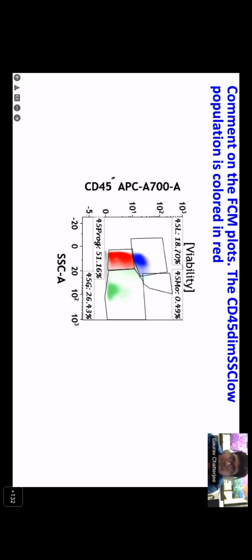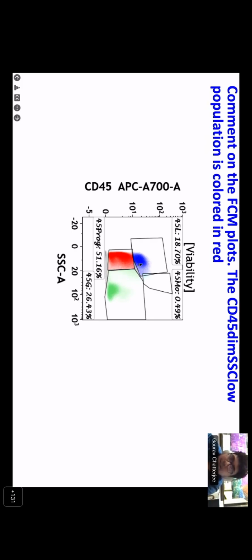Shivangi, you're there? On the x-axis, we are seeing side scatter. Yes, sir. And on the y-axis, we can see CD45. Right. So this is generally your first plot. After you get viable cells and singlets, this is generally your first plot to identify the predominant cells. Here we can see three definite clusters for sure. These cells are CD45 bright and low side scatter.